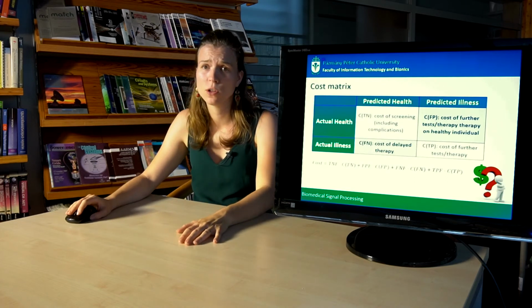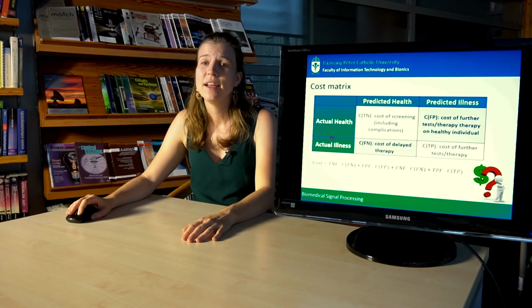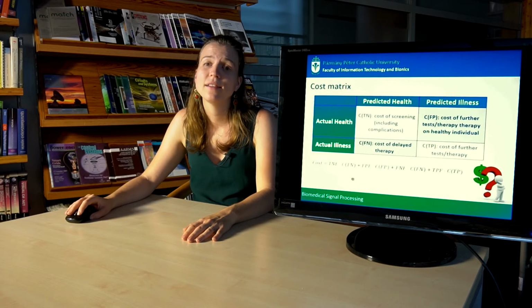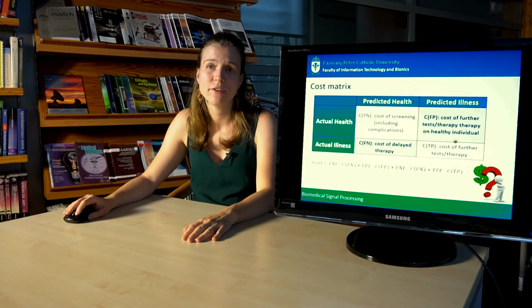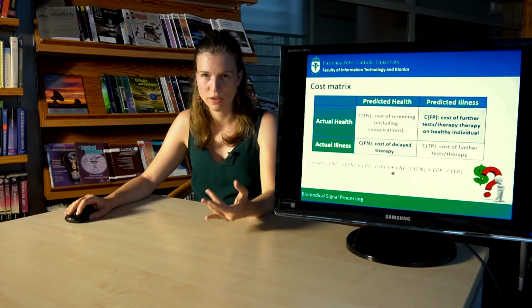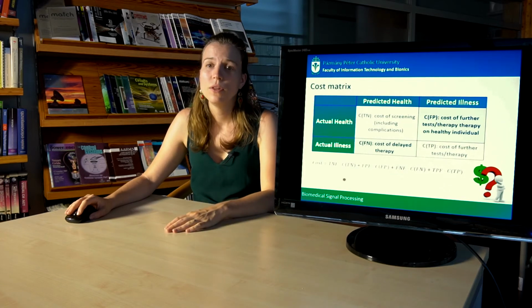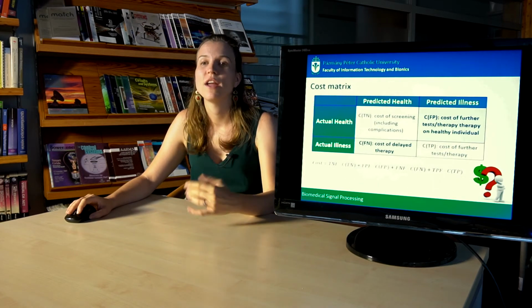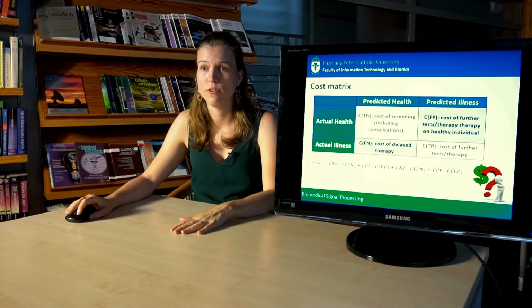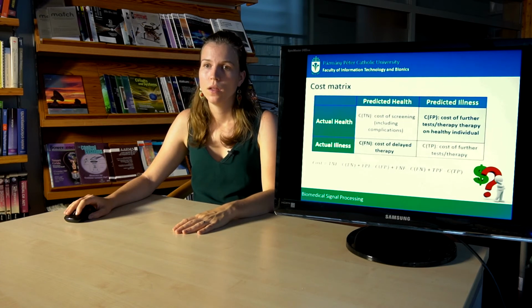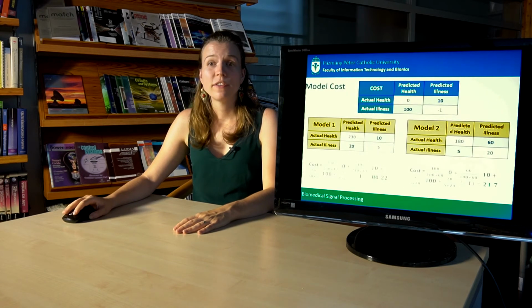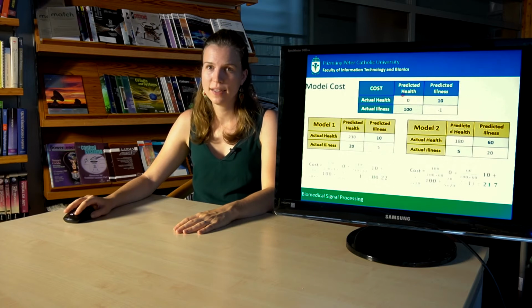So the overall cost of your test can be calculated with these costs defined here, which are numbers you give to your matrix, multiplied by the true negative fraction, false positive fraction, which we have seen in the first slide of this chapter. So here is an example of how to calculate this.